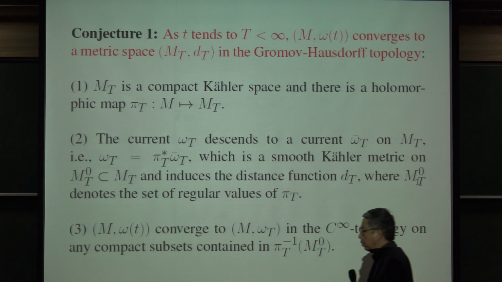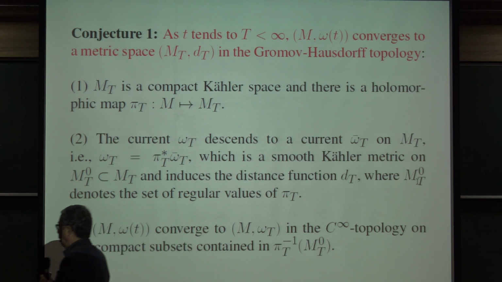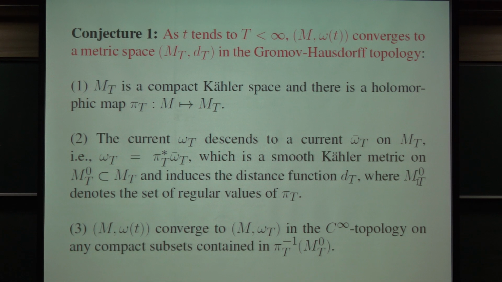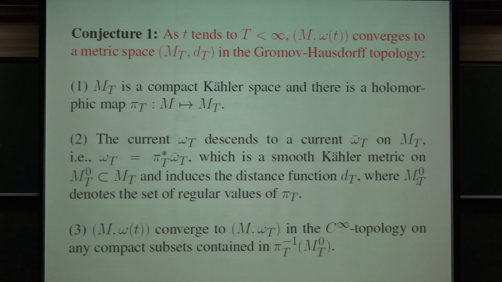So now we come to a question. I mentioned last time that in many cases we do have finite time singularities. So now let's consider the case: what happens at the finite time singularity, at least what we expect? And you will see a few conjectures.